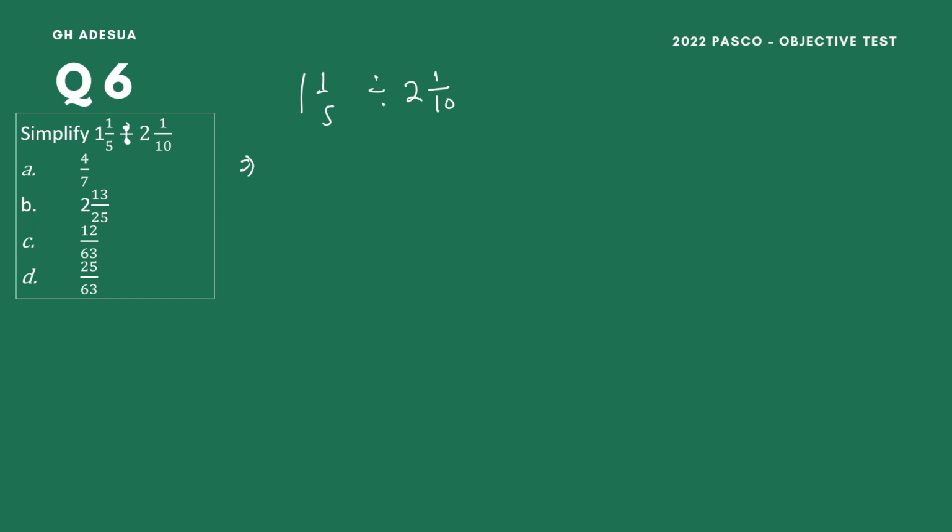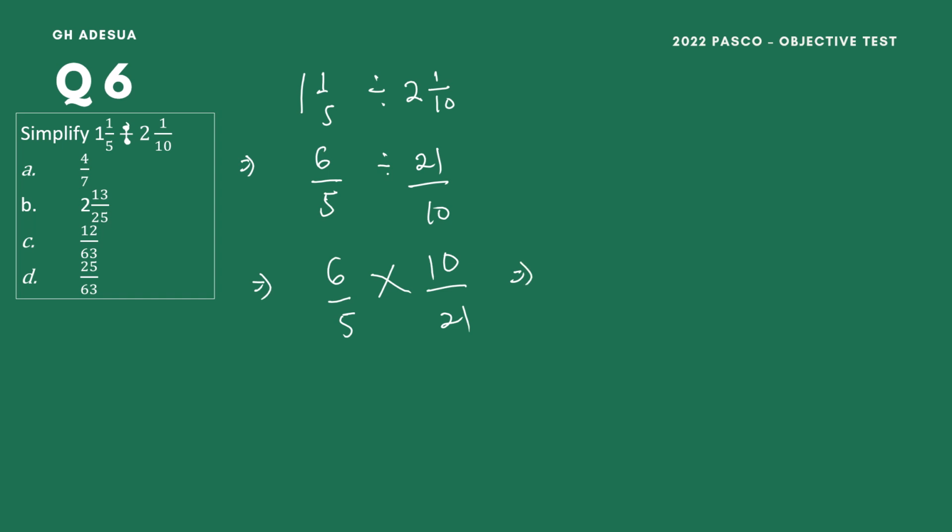And we know that the first thing is to multiply the denominator by the whole number here, that is 1. So 5 times the 1 is 5 plus the numerator, which is 1, is going to give us 6 over 5. We have 10 by 2, which is 20, plus the numerator, which is 1, that is going to be 21. We have 21 over 10. This is a division question, and then we do what we call reciprocation of the second term. So we have 6 over 5, the reciprocal, we are going to have times 10 over 21.